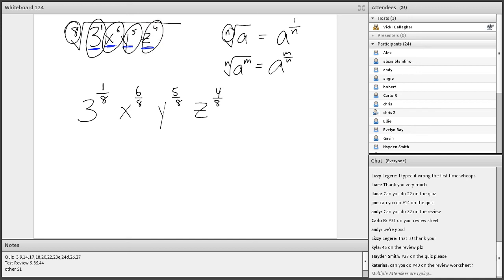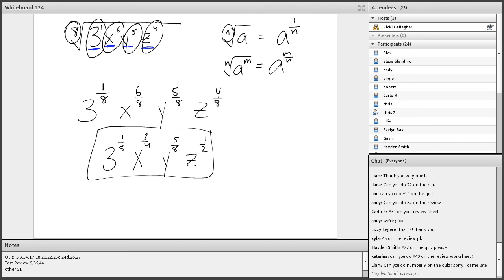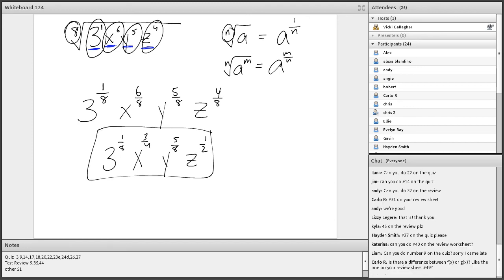And then for a final answer, if you can simplify any of those fractions, you should. You do want to leave them all as separate fractions. And this is the final answer that we were looking for. This was number 14 on the quiz.